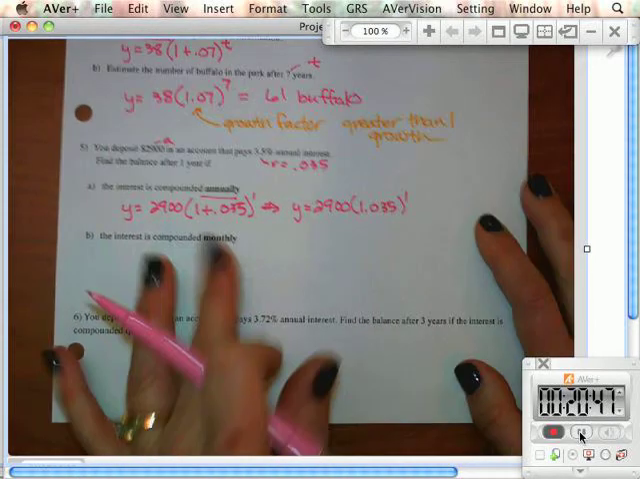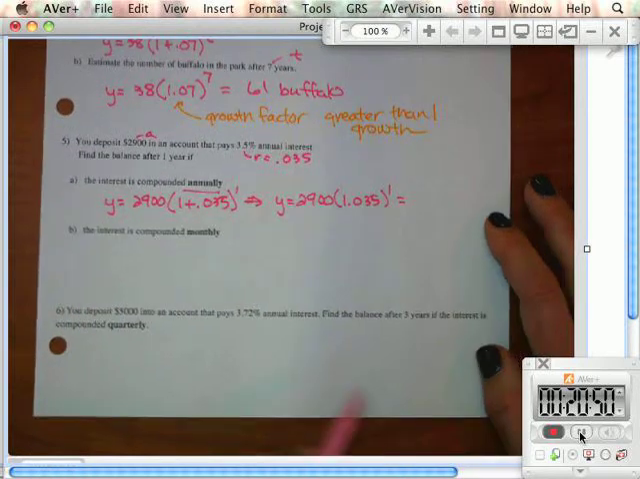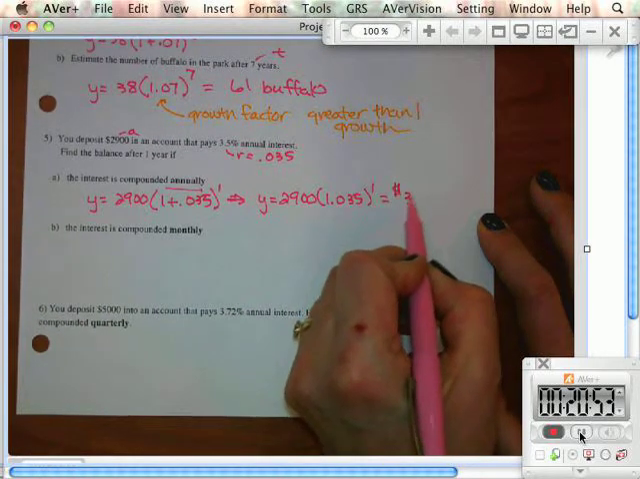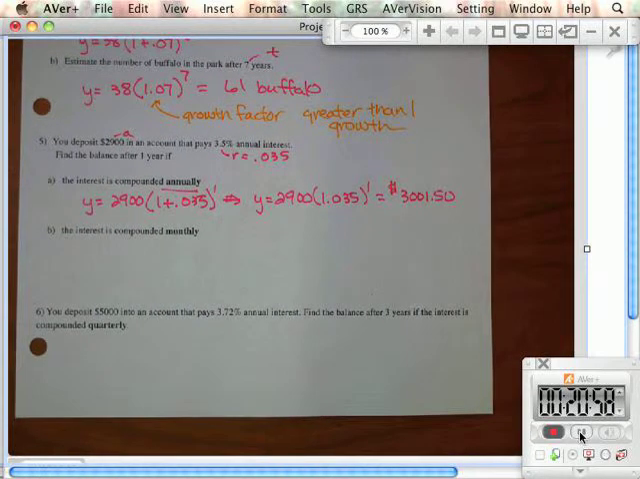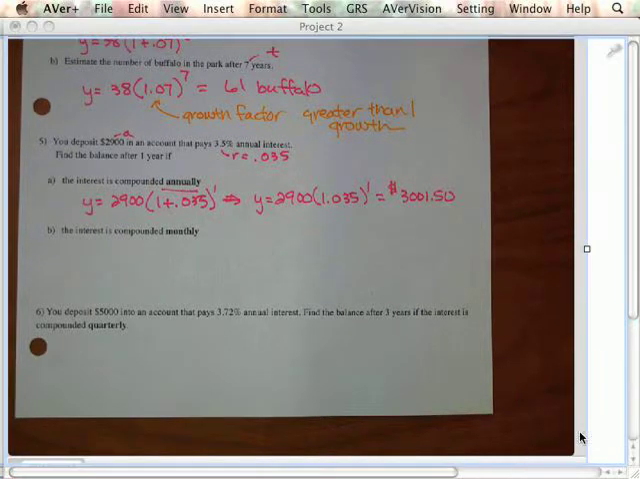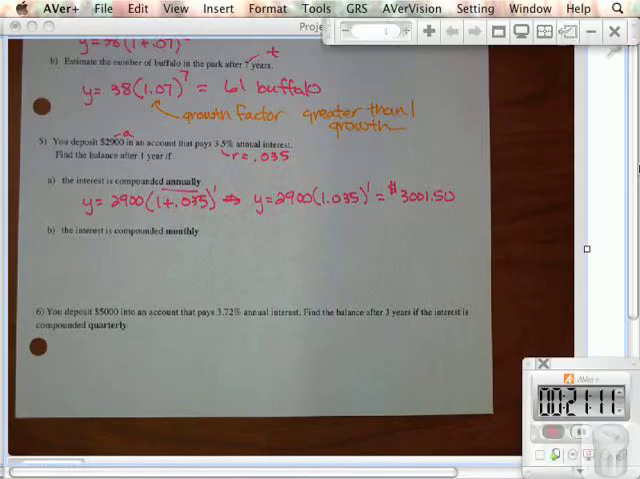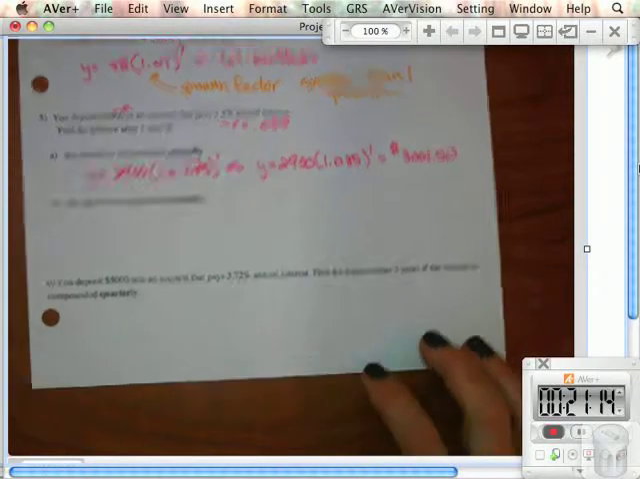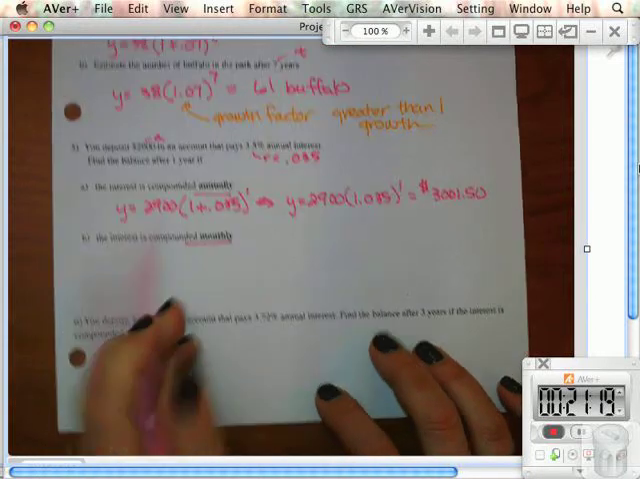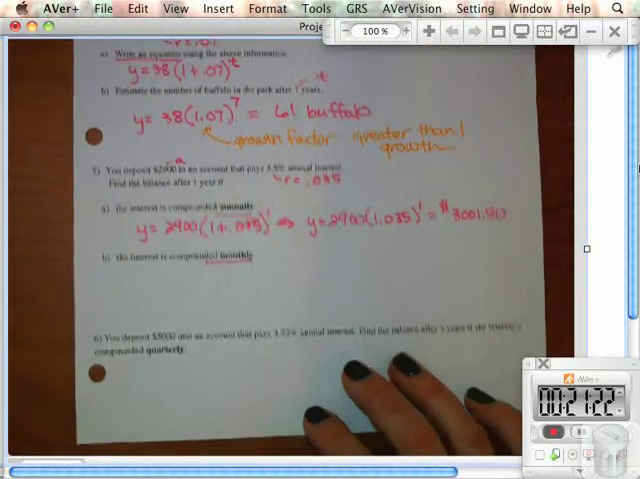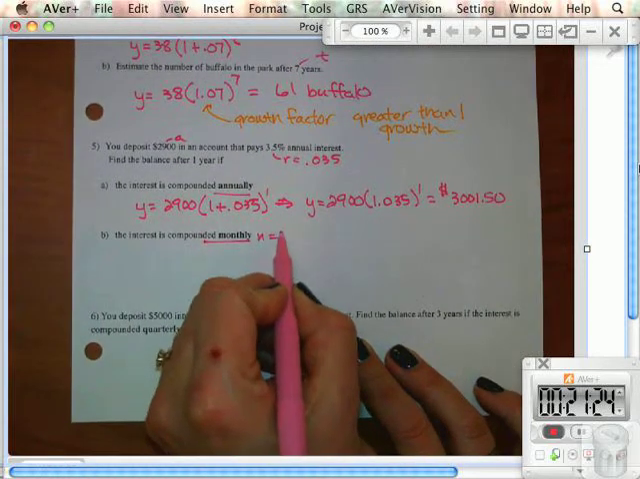When you do that math on your calculator, you just do one quick swoop and you get 3,000. How much money did they make? They went from 2,900 to 3,000, so they made what? 150, right? Okay, that's a pretty good interest there. All right, if the interest is compounded monthly, oh wait a minute, if it's compounded monthly, what's my n going to be? N equals 12 here.